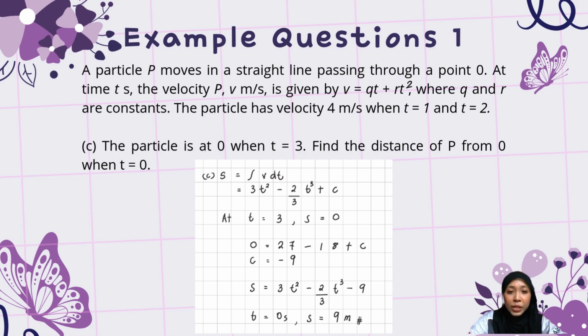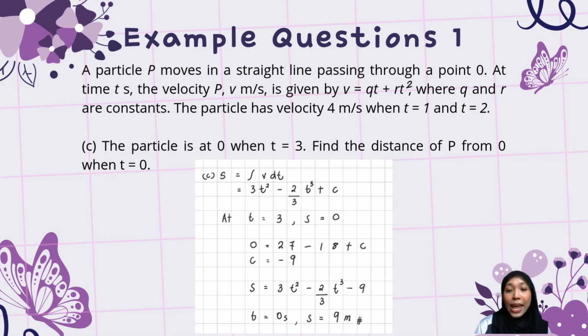Question C: the particle is at O when t equals 3. Find the distance of P from O when t equals 0. So we have the equation v equals qt plus rt squared. As I mentioned in the calculus of kinematics, when you have a velocity time graph and want to convert it into the displacement time graph, you need to integrate the equation. So we integrate the equation of v, and we get 3t squared minus 2 over 3 t cubed plus c.